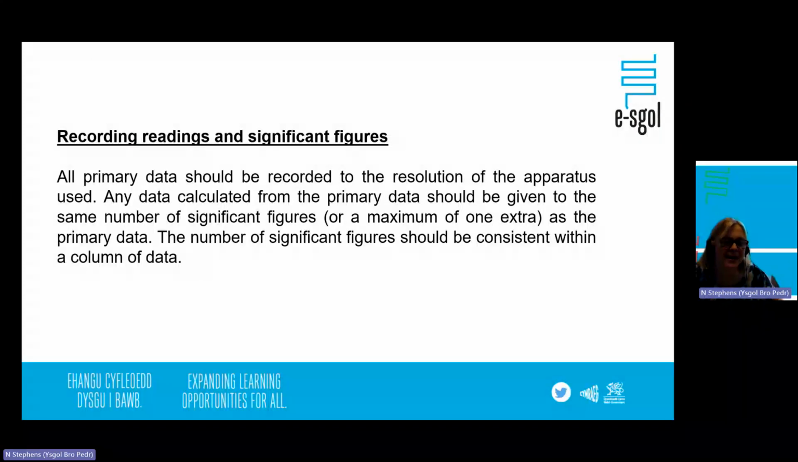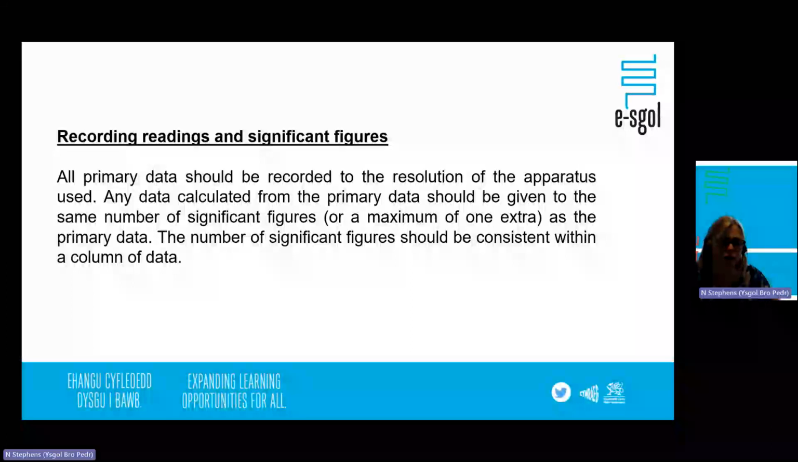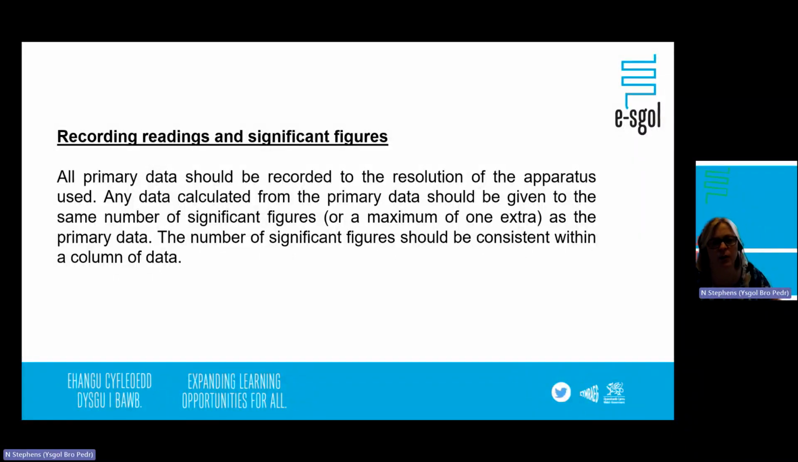Recording results in significant figures links very closely to what I've just mentioned, really, in that you have to be very, very conscious that you are giving and recording your results to the resolution of the apparatus that you're using at that given time. And it should be consistent within a column of data. So what happens very commonly is that somebody may have a titration, for example, that's exactly 20 cm³, and they might well be tempted to note it as 20, but it has to, of course, be noted as 20.00. And that, again, may possibly be the difference between a mark or not.